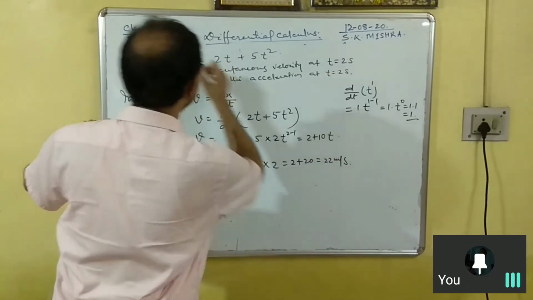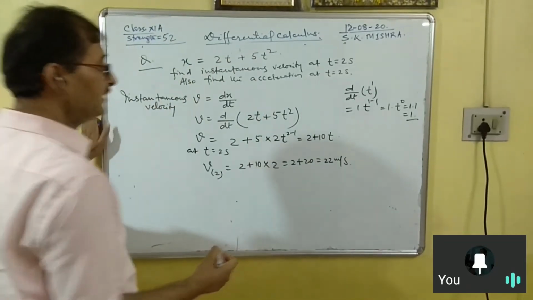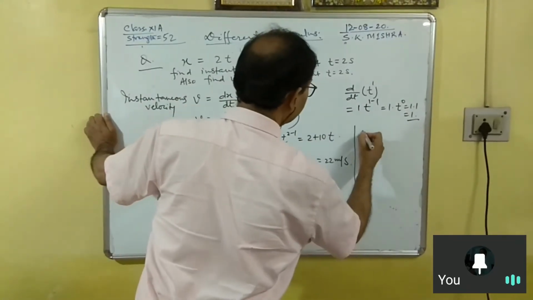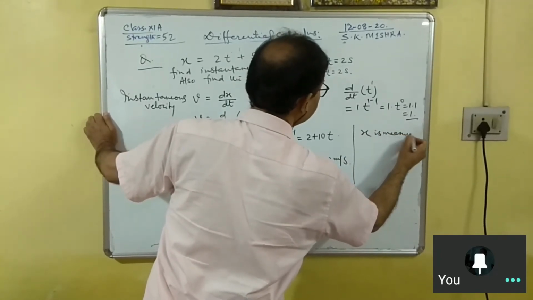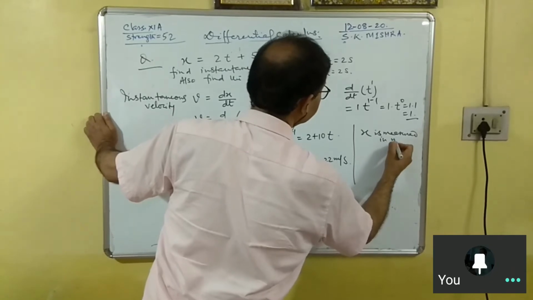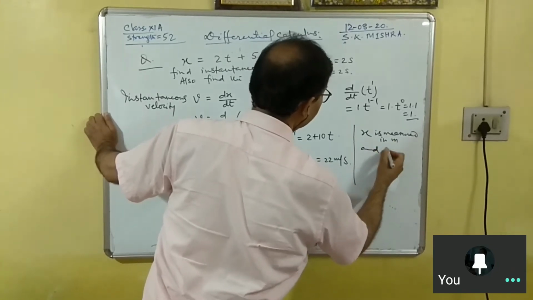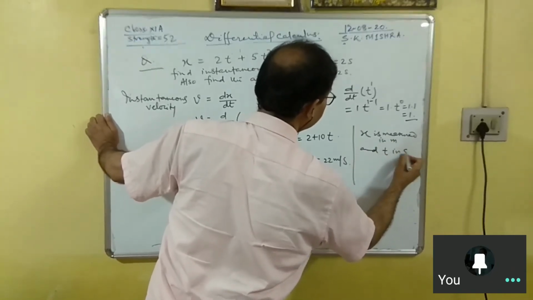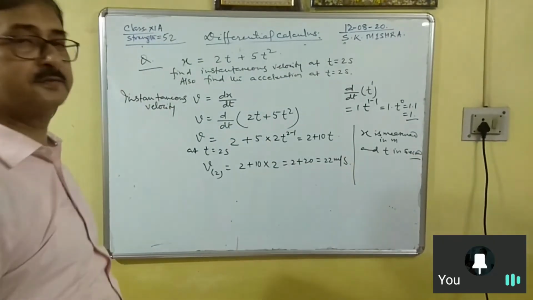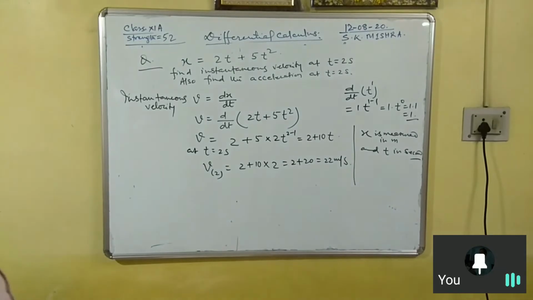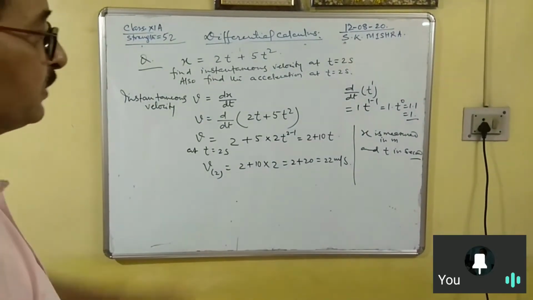If x is measured in meter and t in second, provided that x is measured in meter and time t in second, then only you can write so. So v at t is equal to 2 second is 22 meter per second.